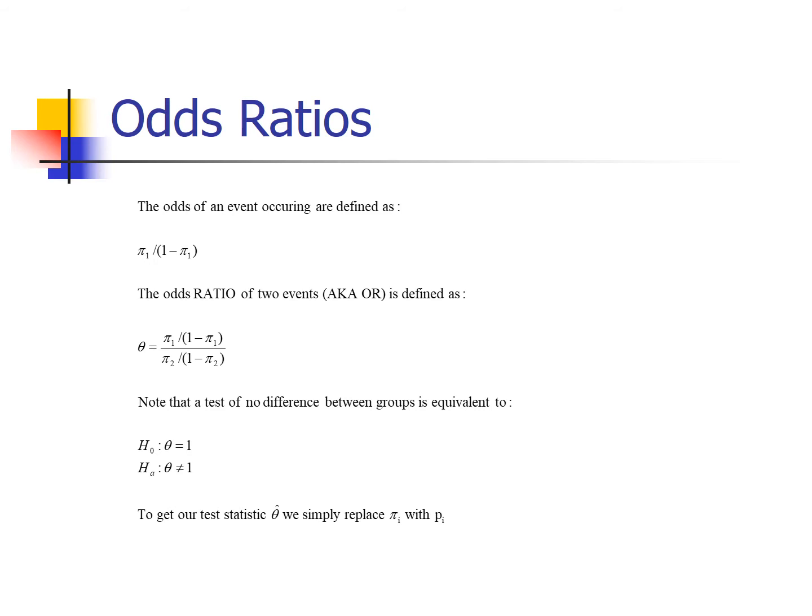Now, how do we come up with a sample-based odds ratio? Well, we just use the formula for the odds ratio. We don't know what those pi's are. We don't know the true probability of heart attack, so we replace it with the sample-based probabilities, the sample proportions.